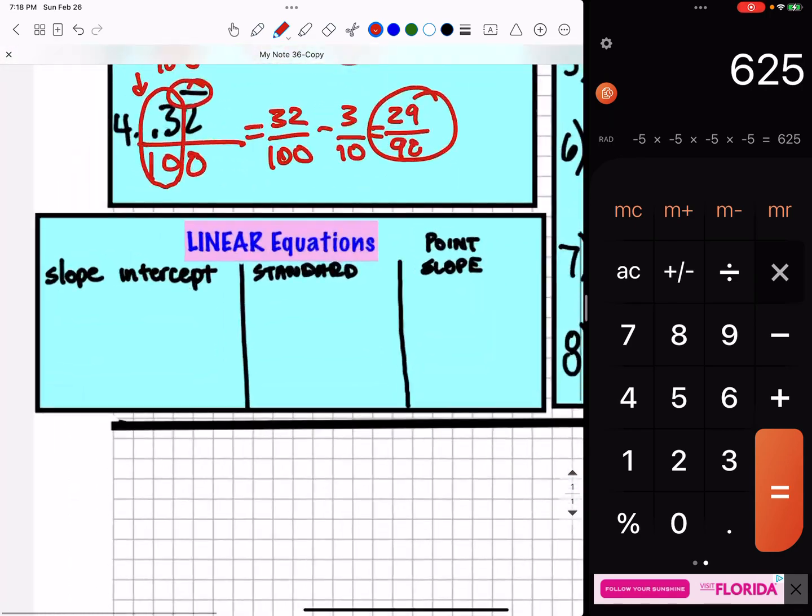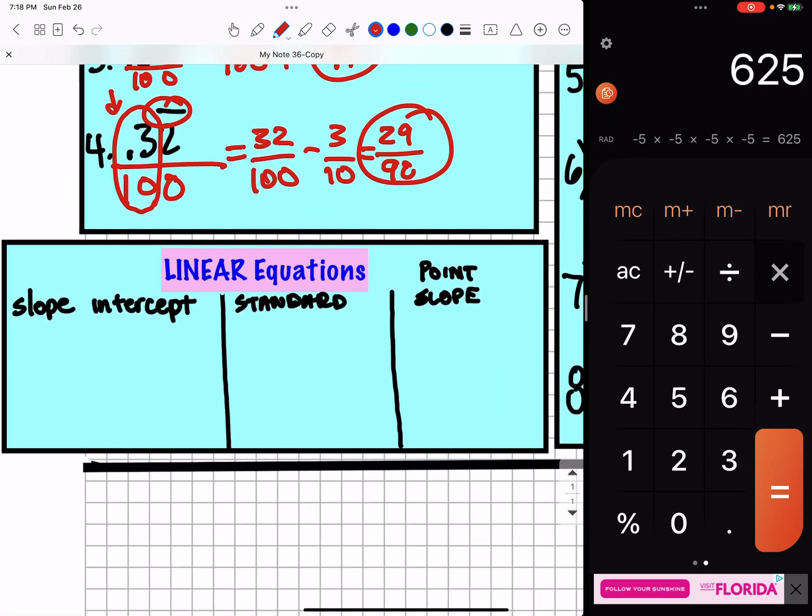All right, and then finally, things that we did this year. Equations of lines. For most of our class, we did slope-intercept form, where y equals mx plus b. What did that look like? That looked like maybe y equals 2/3 x plus 4. That's what we did all year for an equation of a line.